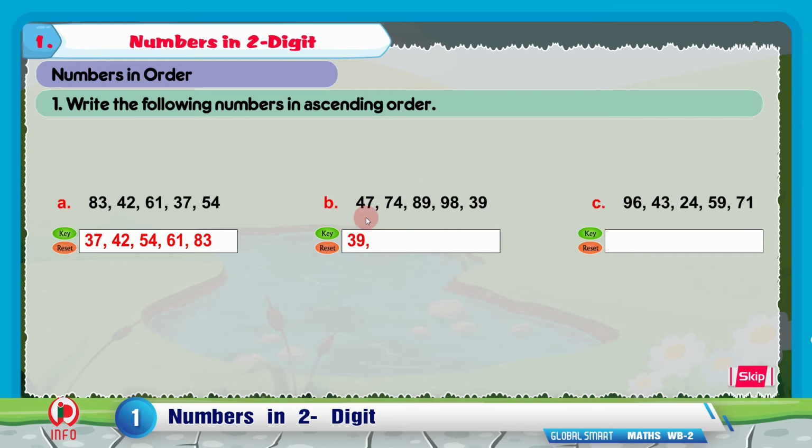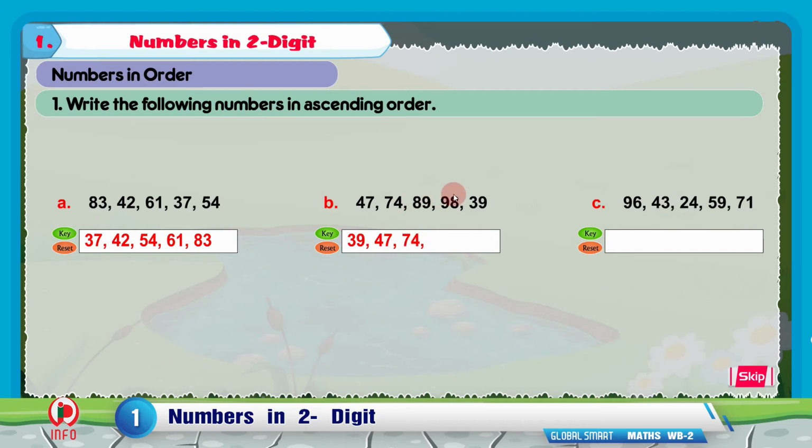And the remaining numbers are here 4, 7, 8, 9. So among these numbers 4 is the smallest number. It means 47 is the next number. We will write here 47. The remaining are 74, 89, 98. So 7, 8 and 9. So among these 3, 7 is the smallest number. It means 74 is the smallest of these 3. So we will write here 74.